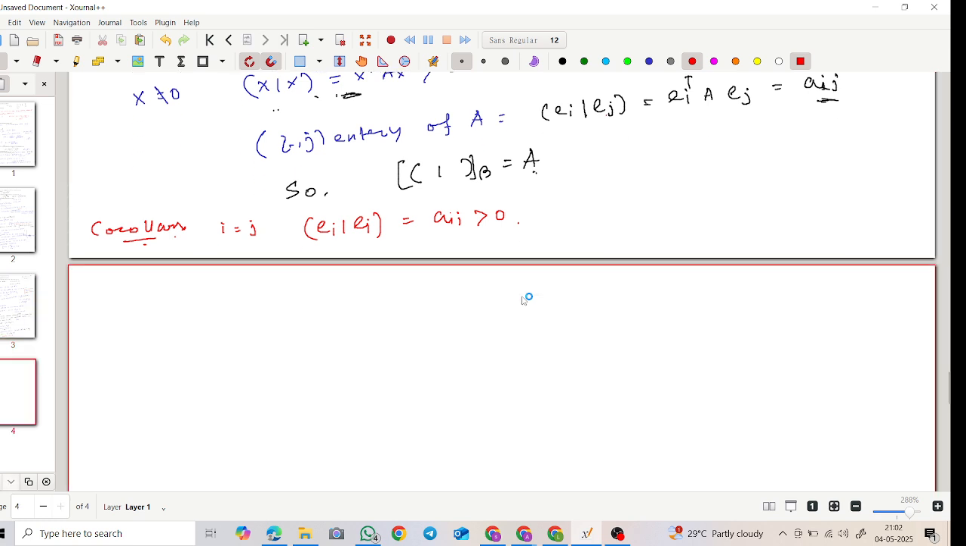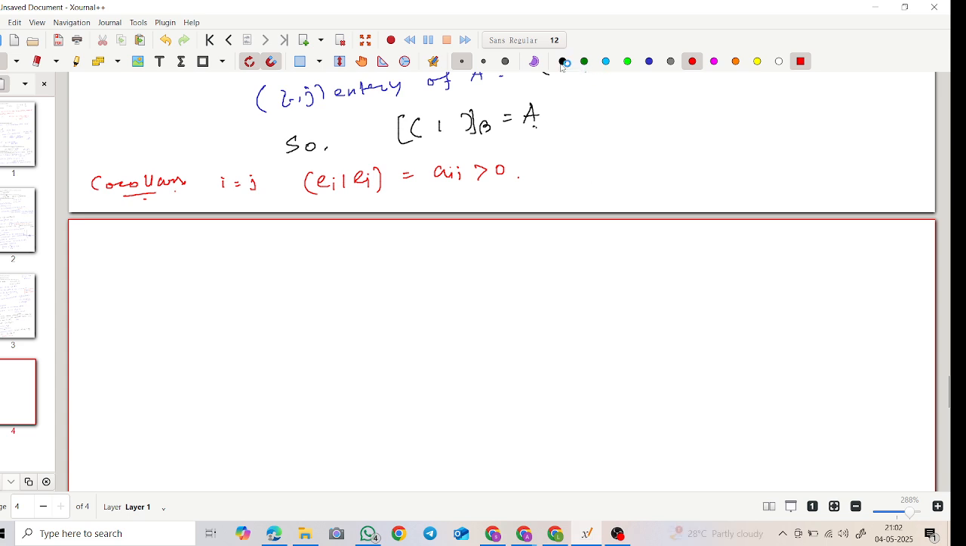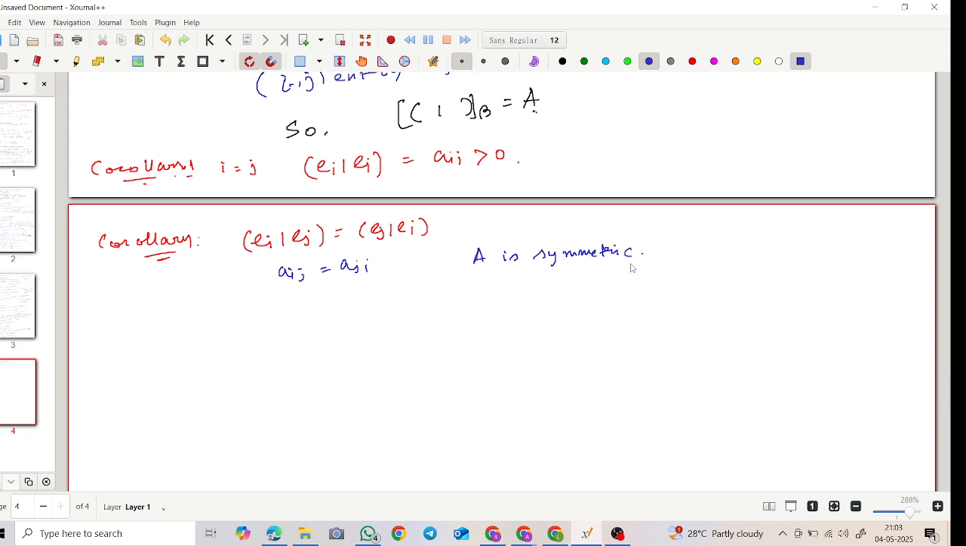Okay. And also you observe one more thing. This was corollary 1. Corollary 2 is Ei inner product Ej, it has to be Ej inner product Ei because the inner product is defined over R. Over R inner product is symmetric. So you get Aij equals to Aji. That is A is symmetric, right? Yes, sir.